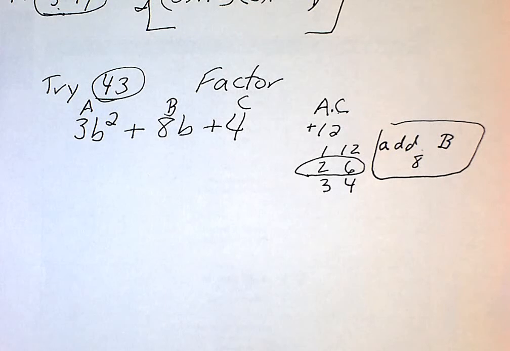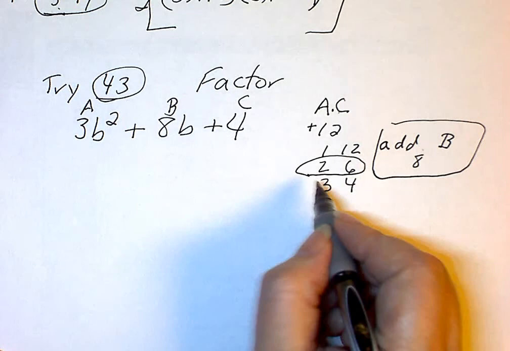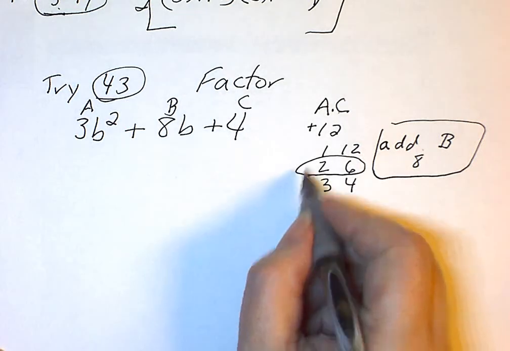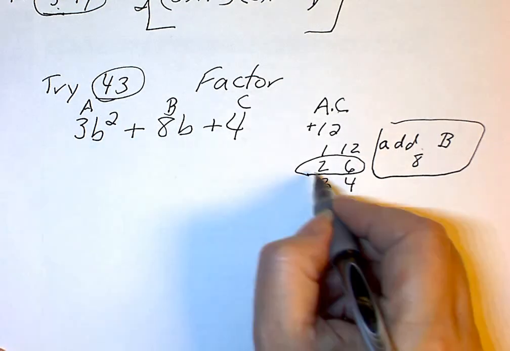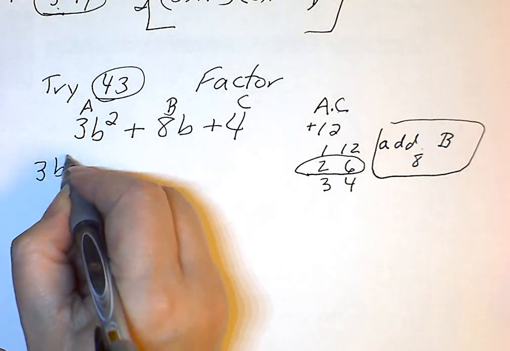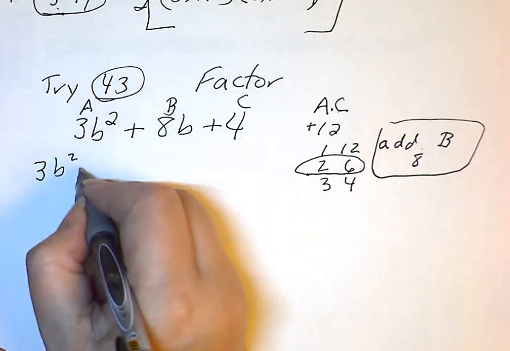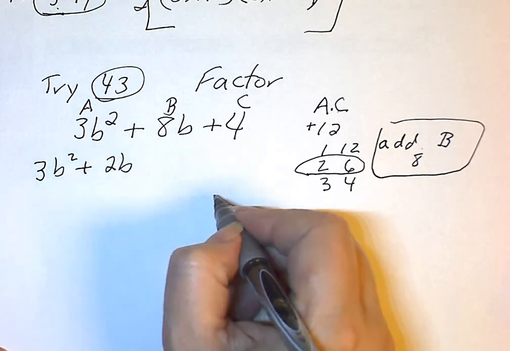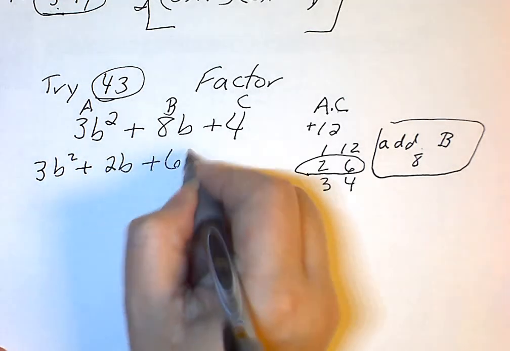So next step is to rewrite this using our 2 and 6. So it's going to be 3b squared plus 2b plus 6b plus 4.